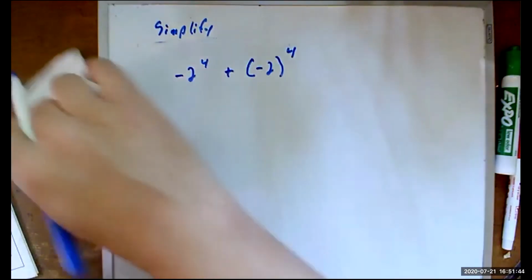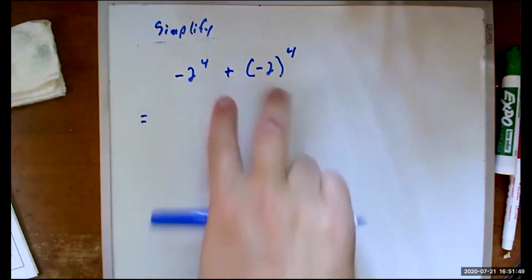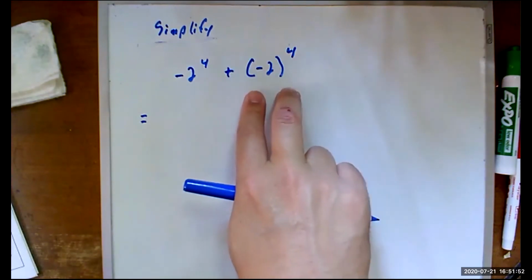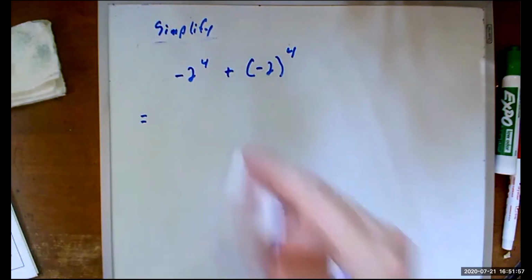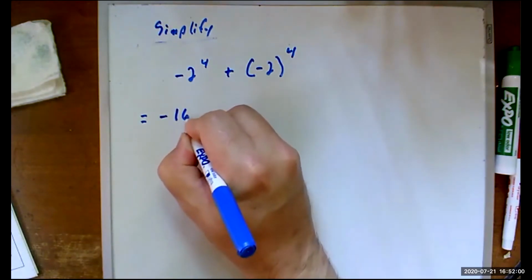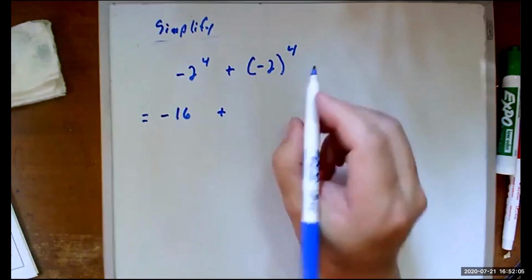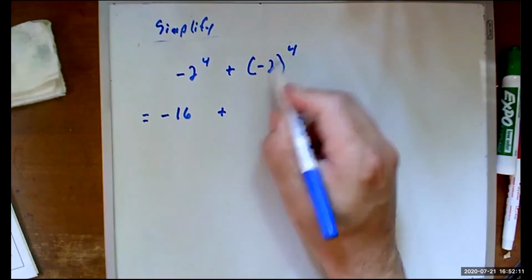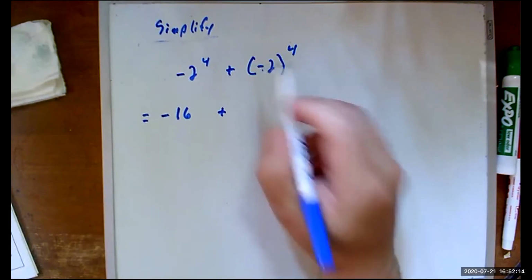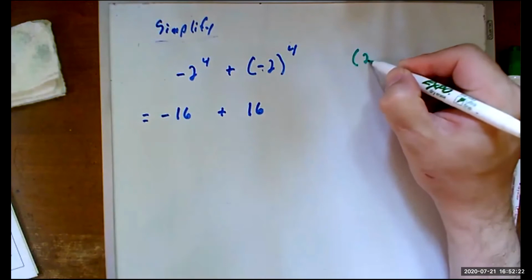Okay. Next question we're asked to simplify is negative 2 to the power of 4 plus the whole of negative 2 to the power of 4. I wanted to do this example really quickly just to reinforce the difference between something in brackets being raised to the power, and something outside of brackets being raised to the power. 2 to the power of 4 is 16, so this first one becomes negative 16. Negative 2 to the power of 4 is also going to be 16, and because I have an even number of powers, my negatives are going to disappear.